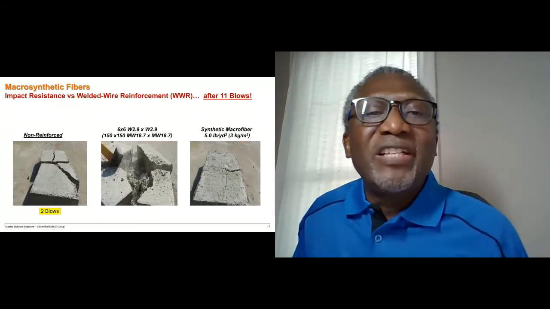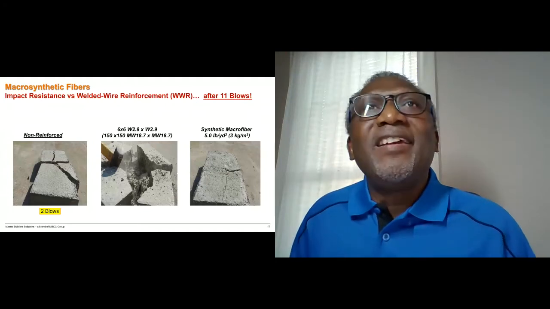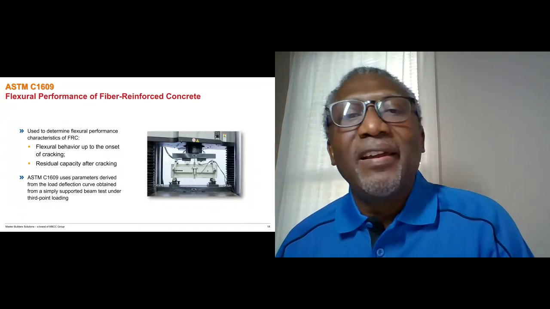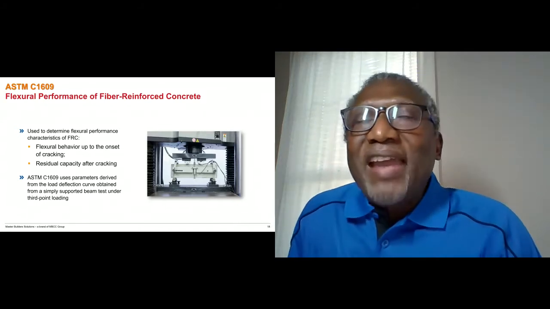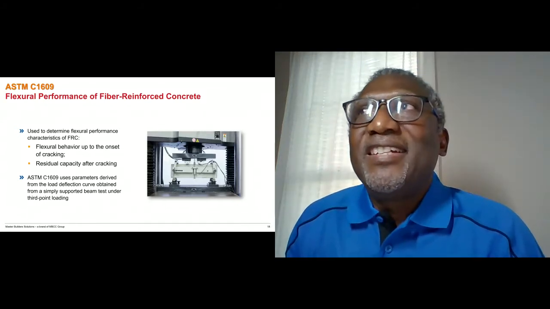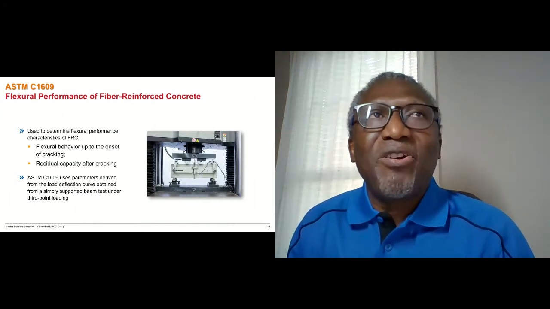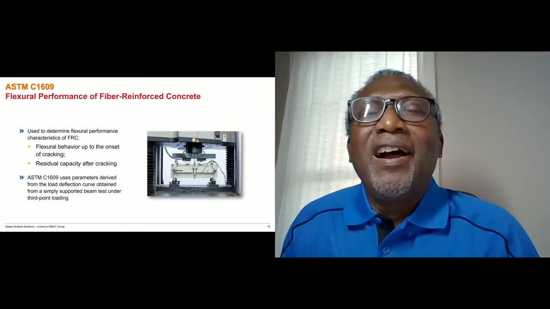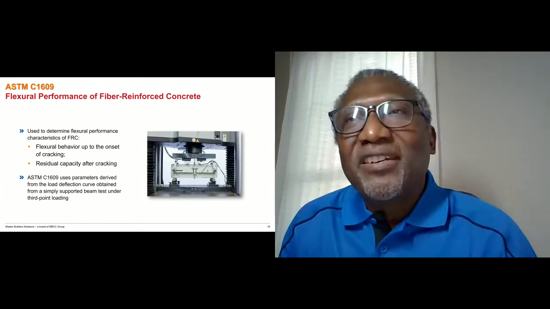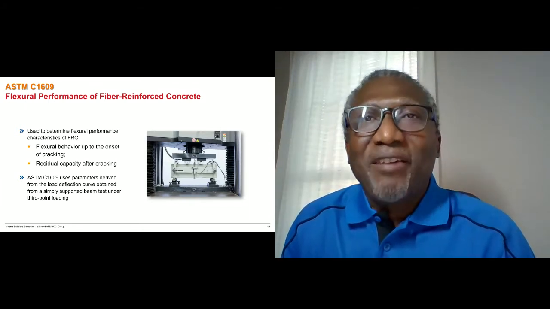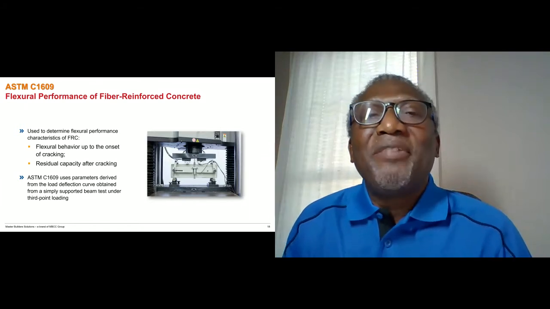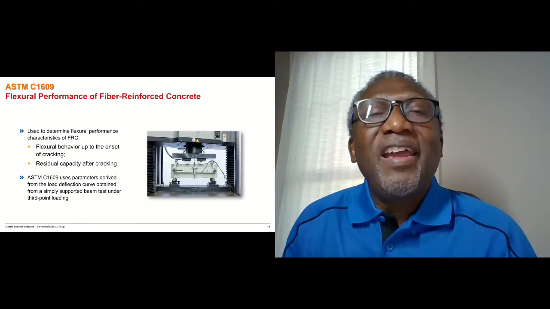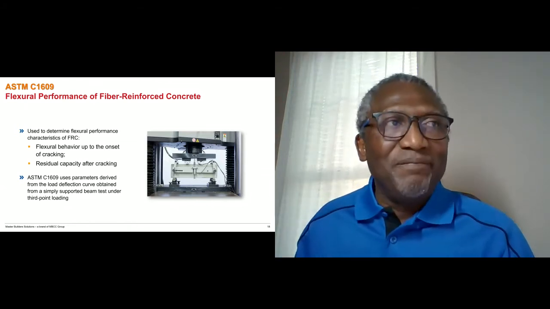Now, earlier I talked about ASTM C1399, C1609, and C1550. C1399 and C1609 are beam tests, but C1399 is not a test that the Fiber Reinforced Concrete Association, of which I'm currently president, recommends anymore. It provides an average residual stress that does not really have any bearing when it comes to design. So the preferred test methods for the post-crack flexural performance are C1609 and C1550.